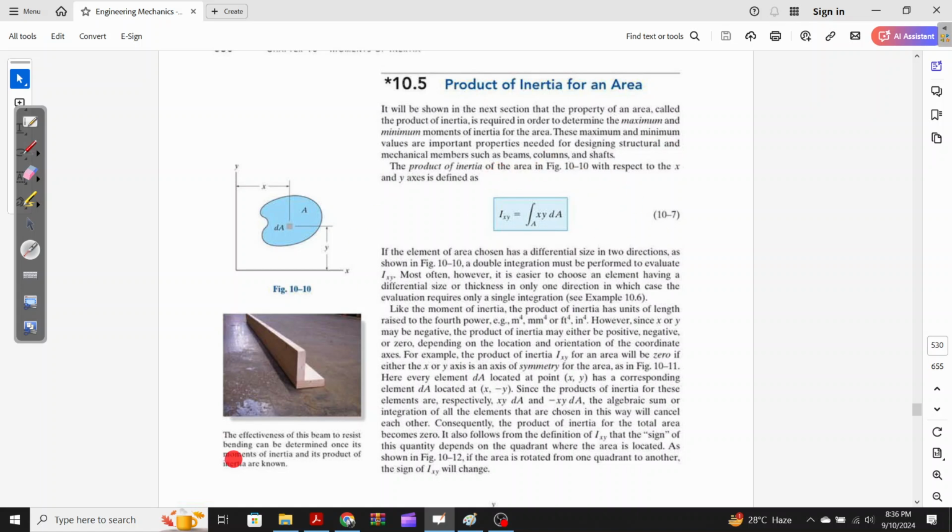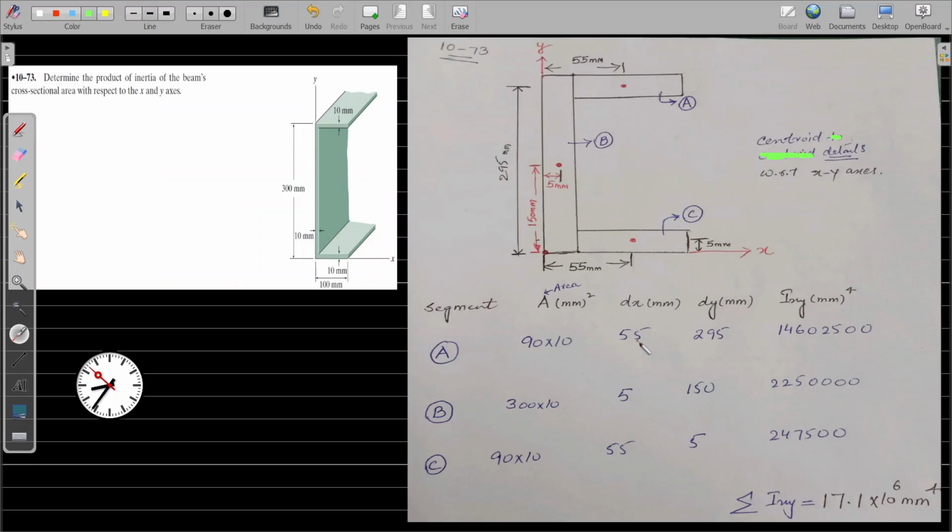And for the effectiveness of a beam to resist bending in case of unsymmetric or skew loading, we need to calculate not only the moment of inertia but also the product of inertia. Okay, so this is the background I wanted to tell you. After this we can go here.